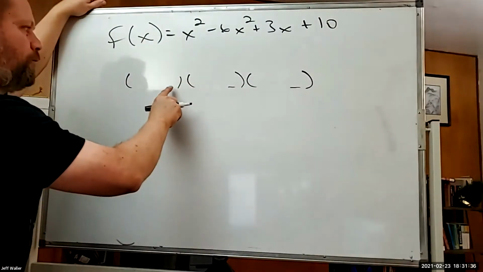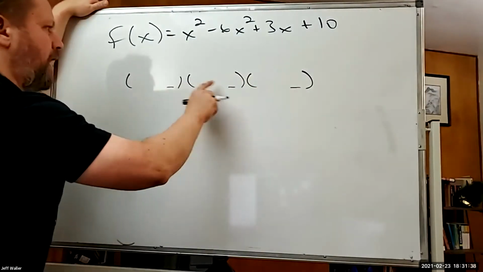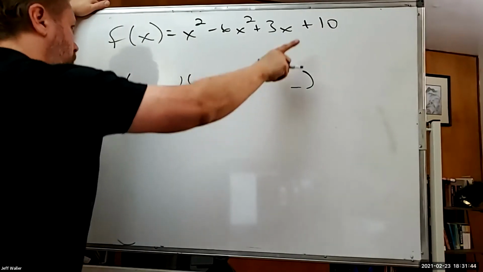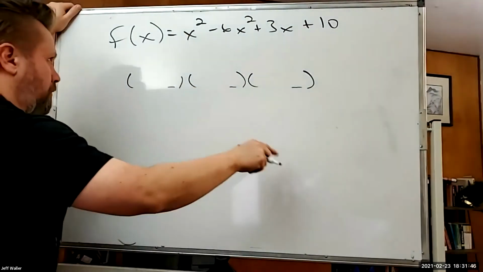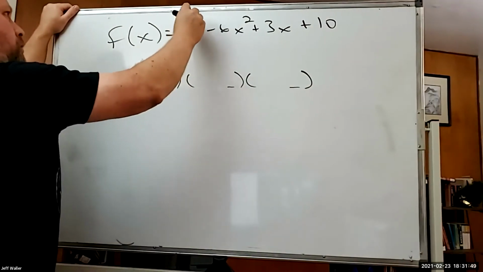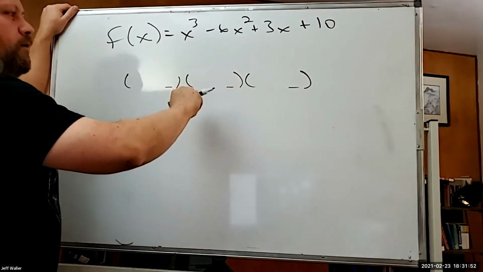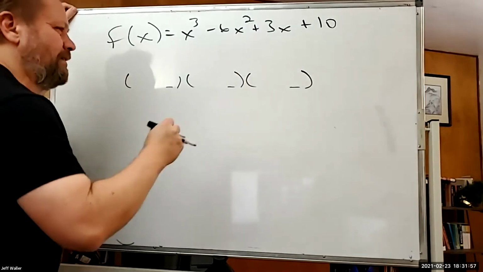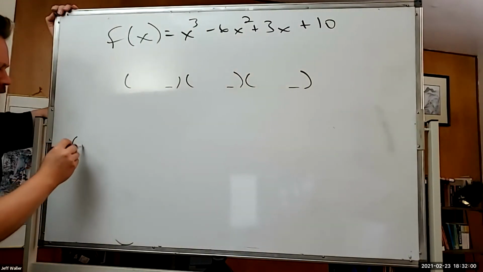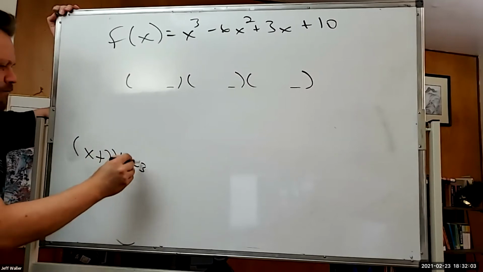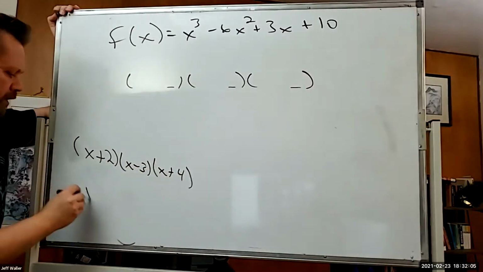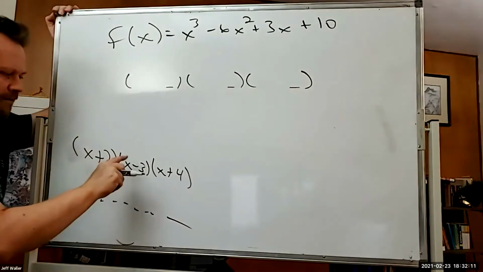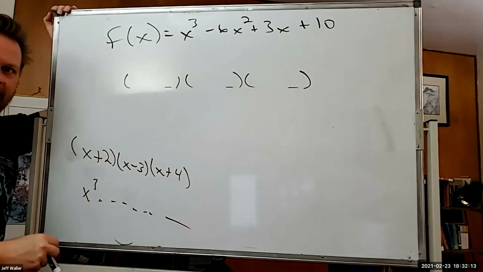You can do it. What's got to be true about all these numbers? What do they all have to do? I'm sorry, this is supposed to be a cube, by the way. That's my fault. What do these numbers have to do? So if I have x plus 2, x minus 3, x plus 4, I'm going to get x cubed stuff. What's the number at the end going to be?